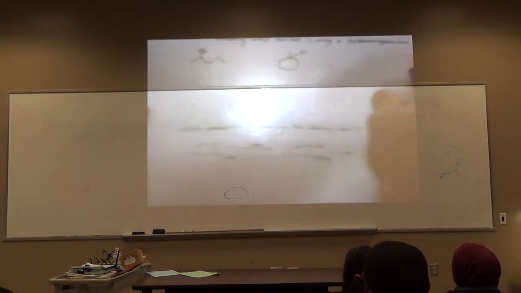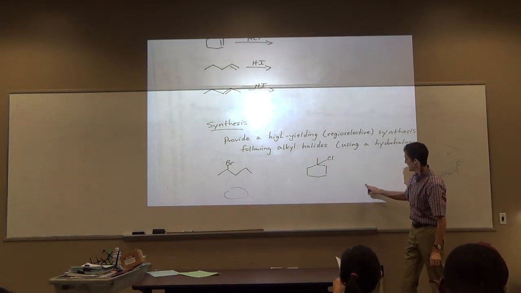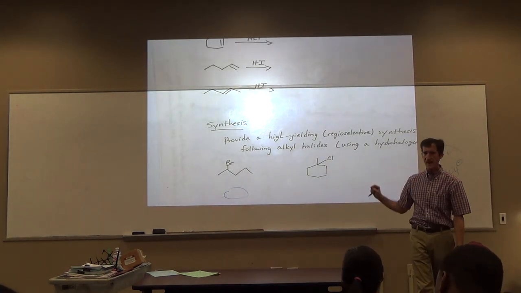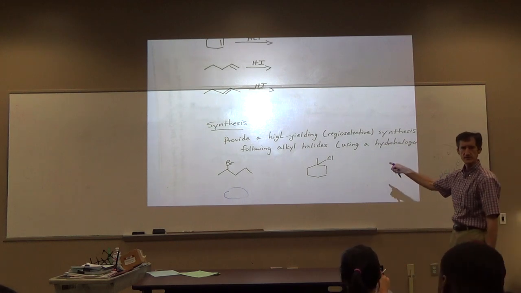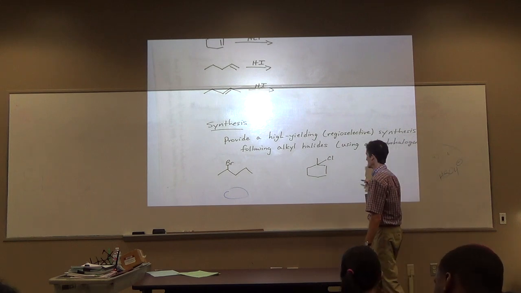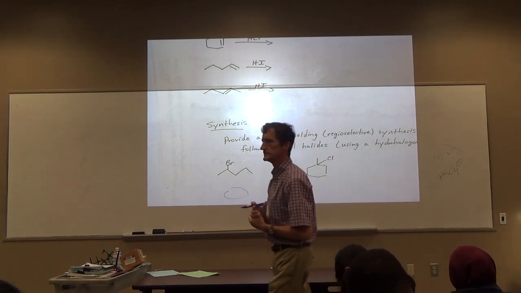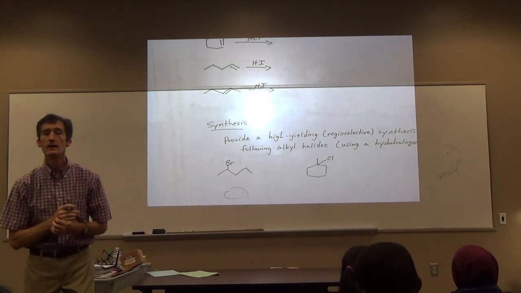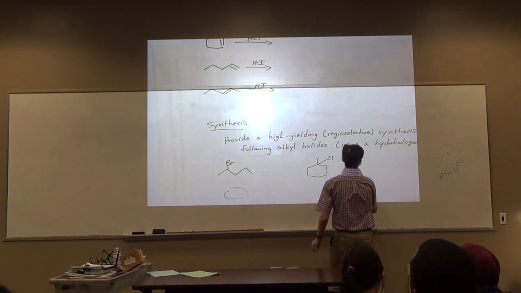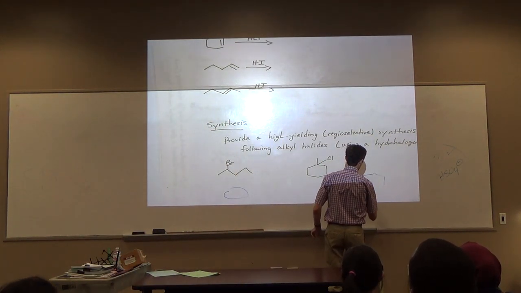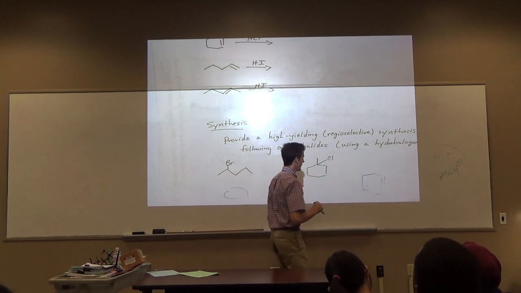Okay? Let's go back over here, synthesis. Anybody have a synthesis of this compound? Well, at this point, we know it's some alkene because we're doing alkene reactions. Alkene reacting with HCl. I agree. But what alkene? Can you name your alkene? 1-methylcyclohexene. I like that name. Cyclohexene, but you said 1-methyl? Yes. Well, let's put a methyl then.